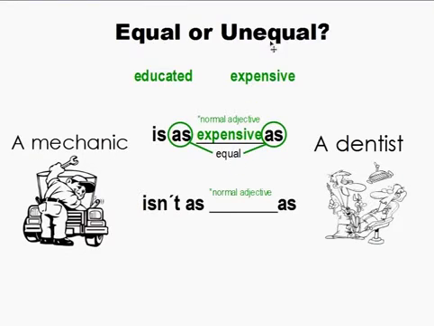Now, if I think something is unequal, for example, educated, right? I think a dentist definitely is more educated than a mechanic. So I'm going to use the negative. I'm going to say a mechanic isn't as educated as a dentist. So notice when I'm using the negative isn't, and I'm still using as and as, but now it's saying that they are unequal. So this says that the dentist is more educated. So that's when I want to say if things are equal or unequal with my adjective. I use as and as, or maybe isn't as, and again as, and also the normal adjective. Good.